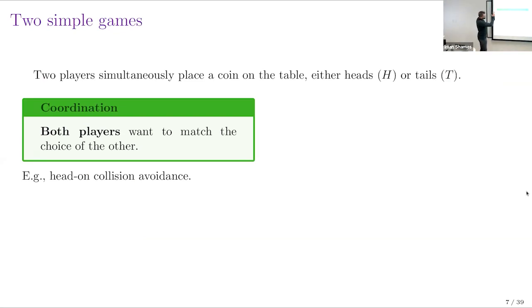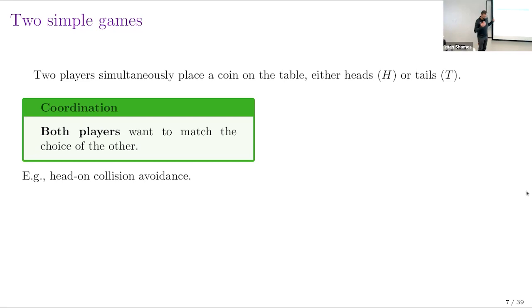So the first game that I will talk about, and both of these games, the setup is like this: two players simultaneously place a coin on the table. So either it has a head side or a tail side. It's not a random game. You choose which side you're going to play. In the first game, which is called the coordination game, both players want to match the choice of the other. So it's a coordination game. Both players get the best outcome if both of them play heads or both of them play tails.